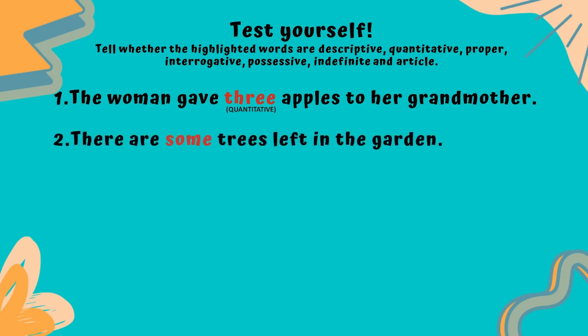Now let's move on to the second one. There are some trees left in the garden. The highlighted word is some. The word some is an example of an indefinite adjective. Now let's move on to the third sentence. The man looks happy. The highlighted word is happy. The word happy is an example of a descriptive adjective.